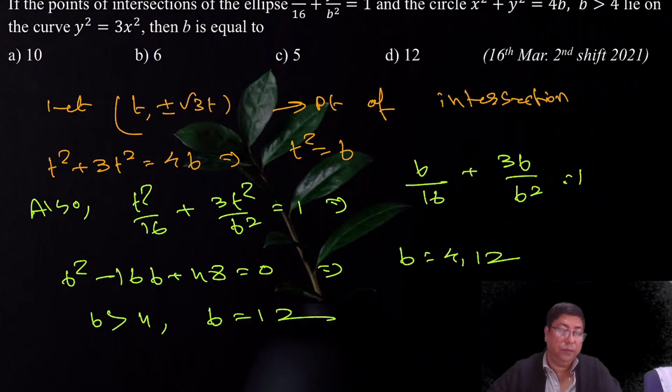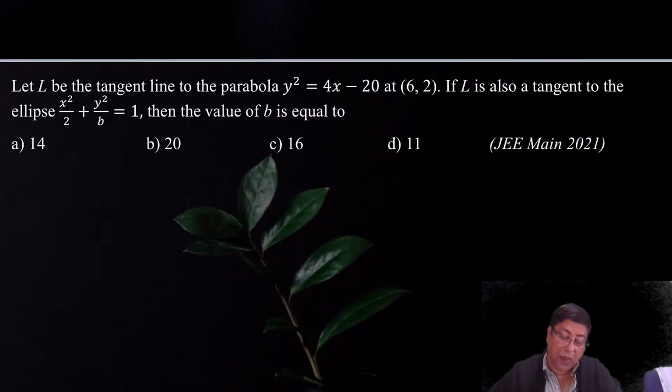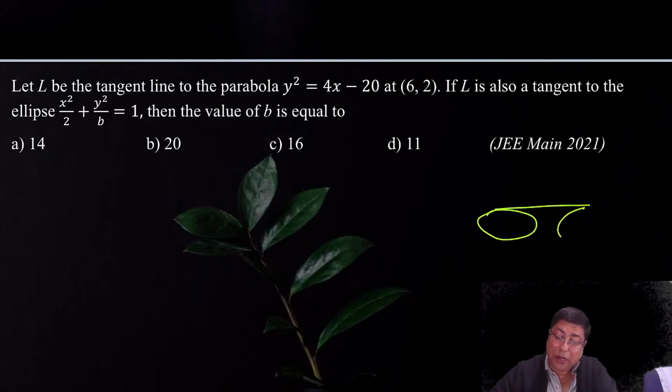Let's go to the next one. Let L be the tangent line to the parabola and L is also a tangent to the ellipse. Then the value of B. I am just drawing the rough diagram. L is also the tangent to the ellipse. Then the value of B.